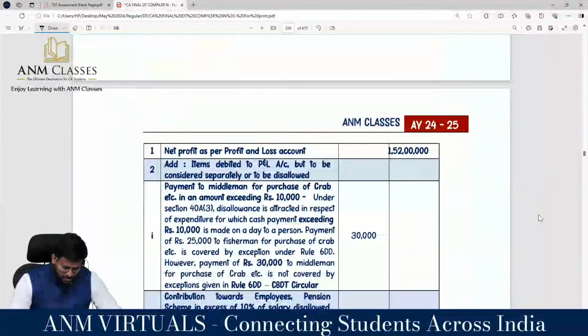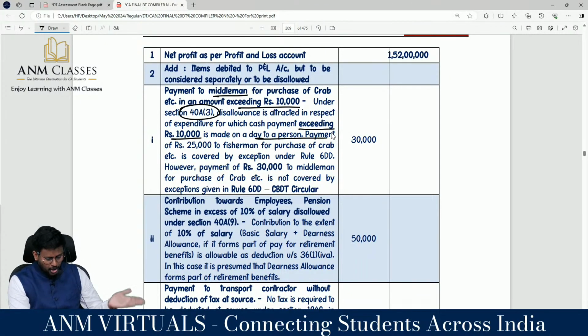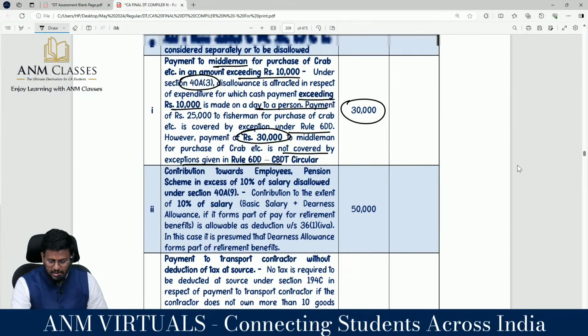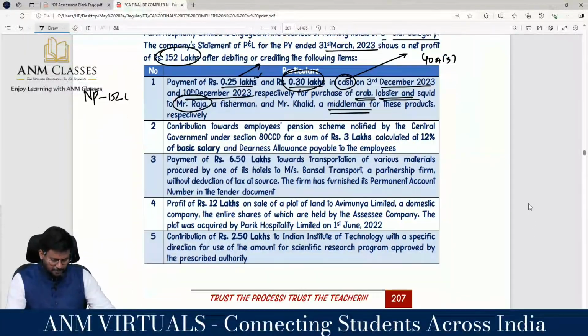I'll be reading correspondingly. The payment to a middleman for purchase of crab amounting to 30,000. Under section 40A subsection 3, disallowance is attracted in respect of expenditure for which cash payment exceeding 10,000 is made on a day to a person. Payment of rupees 25,000 to fisherman for purchase of crab is covered under Rule 6DD. Payment of 30,000 to middleman for purchase of crab is not covered under the exception in Rule 6DD. Hence 30,000 should be added back. Straightforward adjustment, nothing more, nothing less.